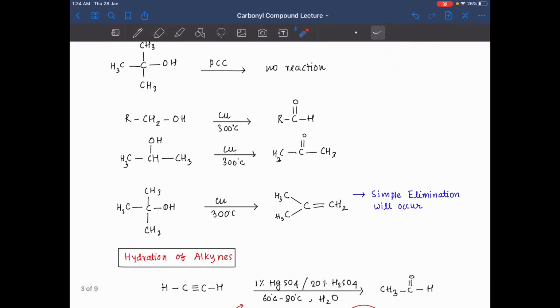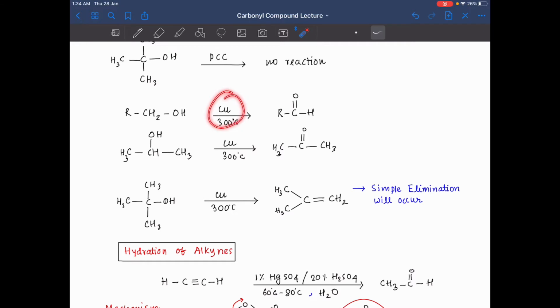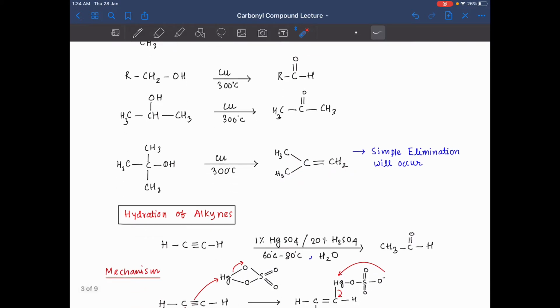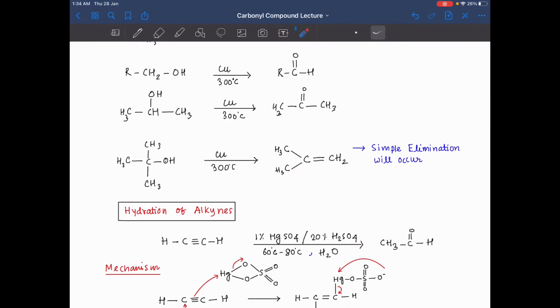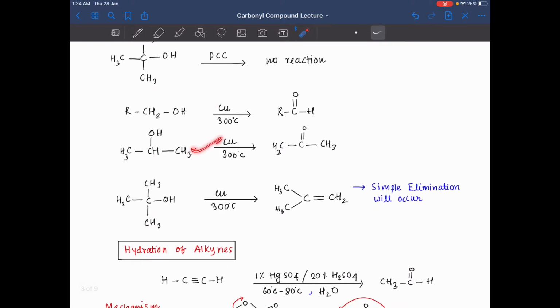In the presence of copper at 300 degree centigrade temperature, 1 degree and 2 degree alcohols will similarly give aldehyde and ketone respectively. But in the case of 3 degree alcohol, the reaction is quite different. It will produce alkene. This alkene is produced via an elimination reaction. Simple elimination will occur, a water molecule will be removed and this alkene is produced. So for the 3 degree alcohol we get the alkene, but for 1 degree alcohol and 2 degree alcohol we get the aldehyde and ketone respectively.